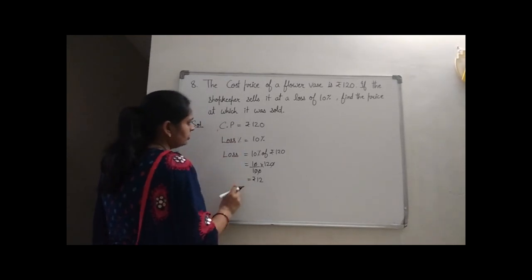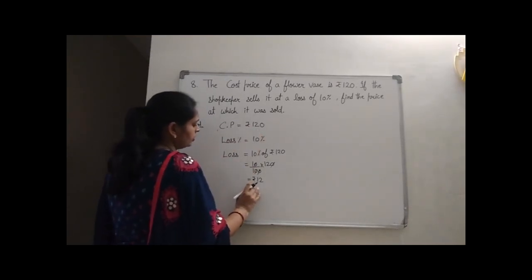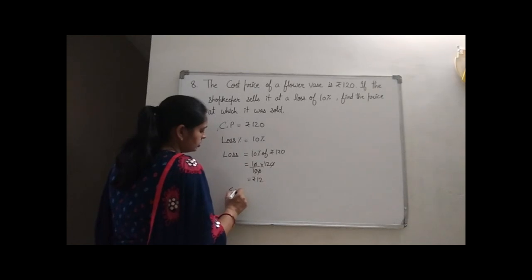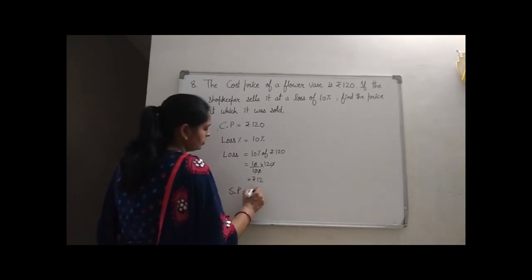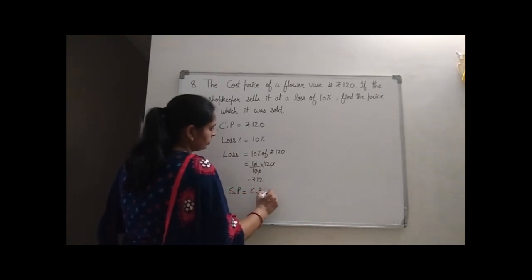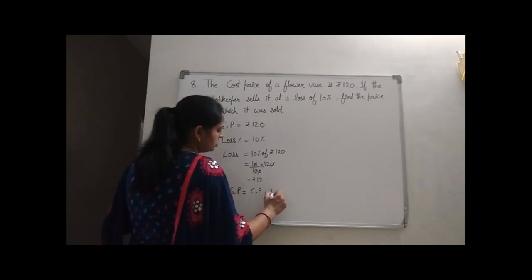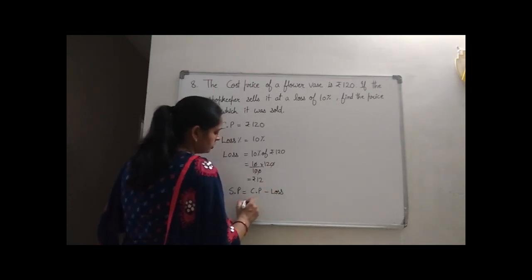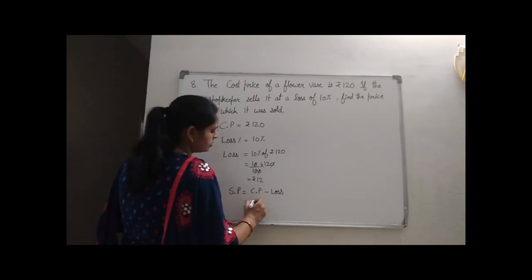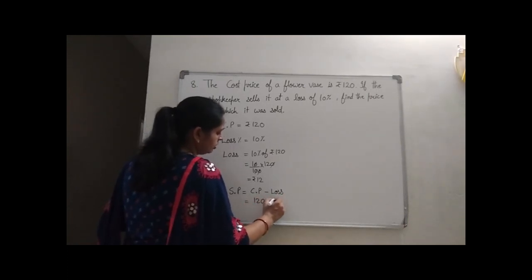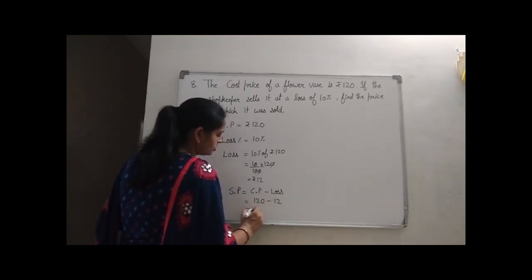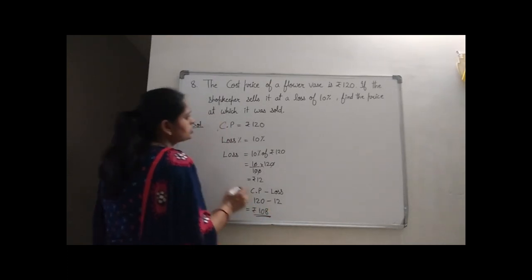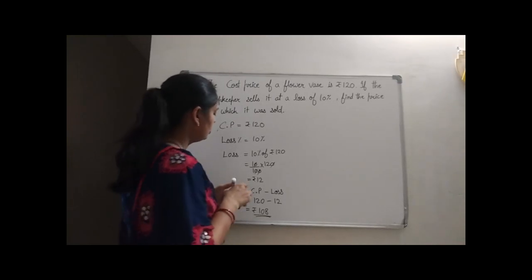If cost price is given 120 and loss is bearing of 12 rupees, so selling price will be equal to how much? Cost price minus loss. That means he is having the cost price of rupees 120 and loss of 12 rupees. So he was selling at rupees 108. So selling price of the vase is how much?